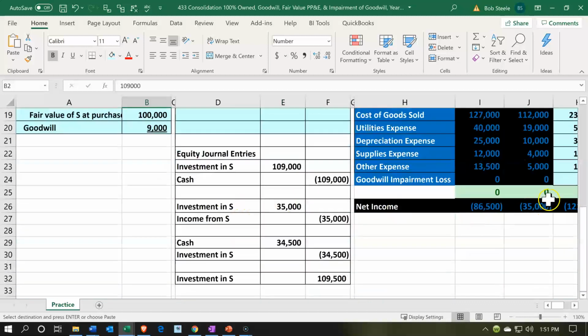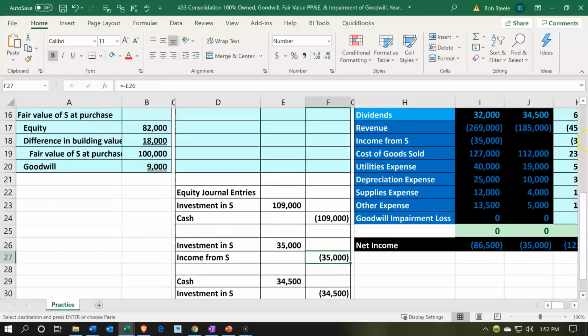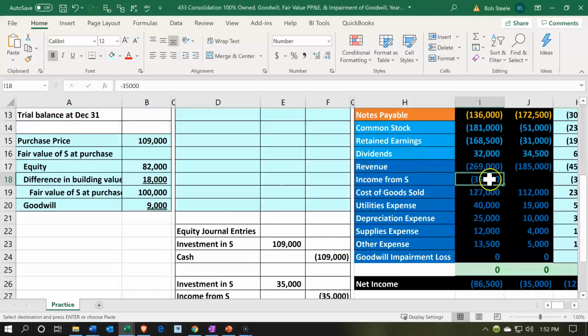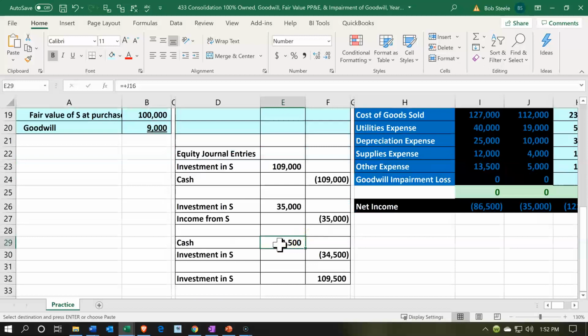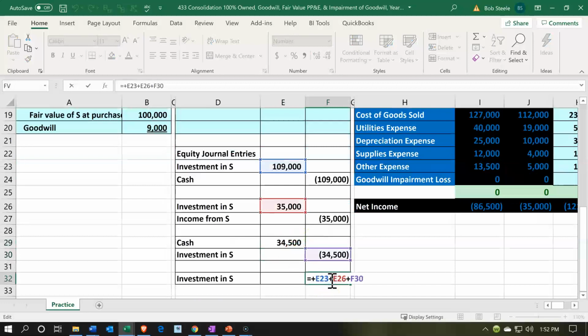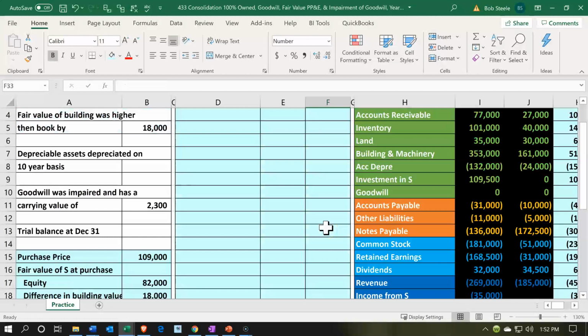Then we saw that S earned 35,000, which is fully owned by P. Therefore, P increased their investment account by the 35 and income from S. So there's the income from S right there. And then we see that S issued a dividend of 34,500 to its shareholders, of which P owns all shares. Therefore, that 34,500 cash to P ultimately, and they credit the investment, so that 109,500 represents this plus this minus that. Okay, now that we know that, we could go back up top and start building our journal entry.